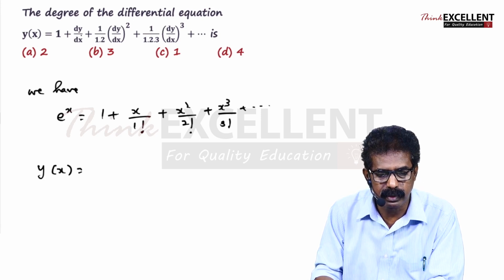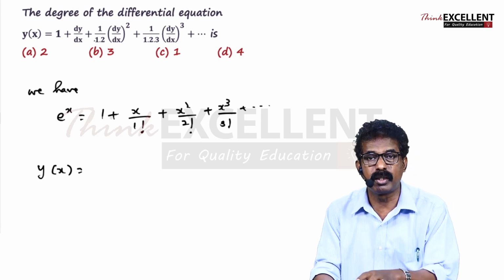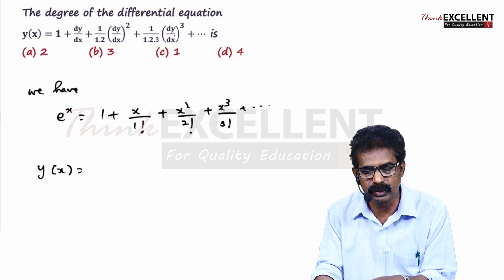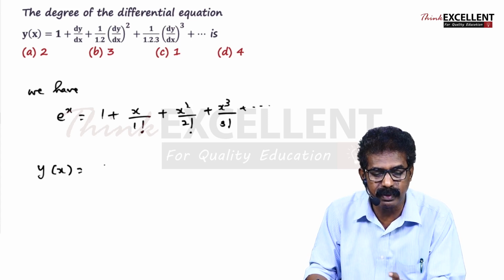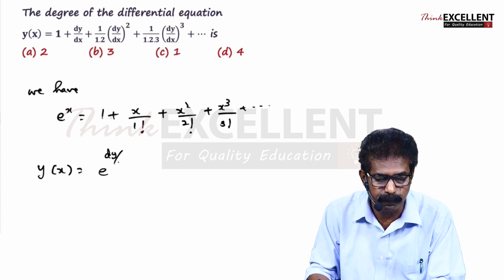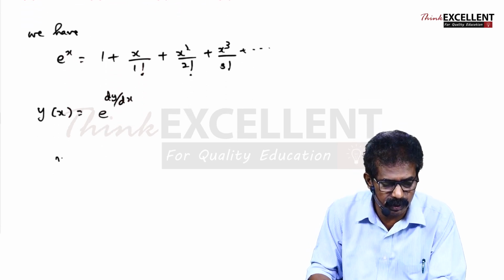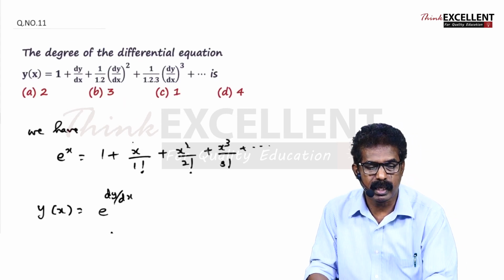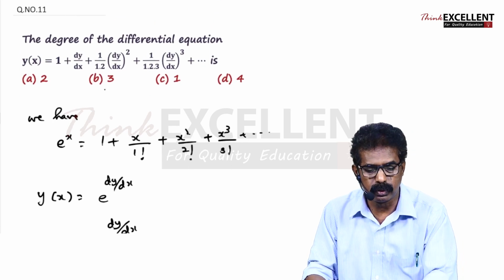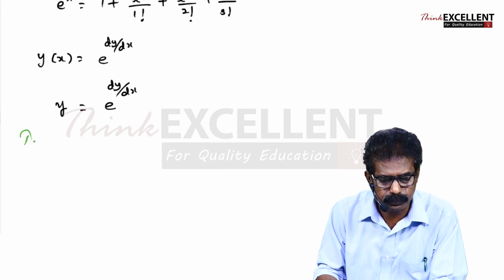1 plus dy by dx, like our x by 1 factorial, plus dy by dx the whole square divided by 1 into 2, which is 2 factorial. Then next is dy by dx cubed by 3 factorial, 1 into 2 into 3, the same type. Instead of x we have dy by dx, so it is e raised to dy by dx. So y, it is not y into x, it is y of x, or just y, equal to e raised to dy by dx. What they asked in the question is the degree of the differential equation. Now e raised to dy by dx should not be left like that, so you take log on both sides.